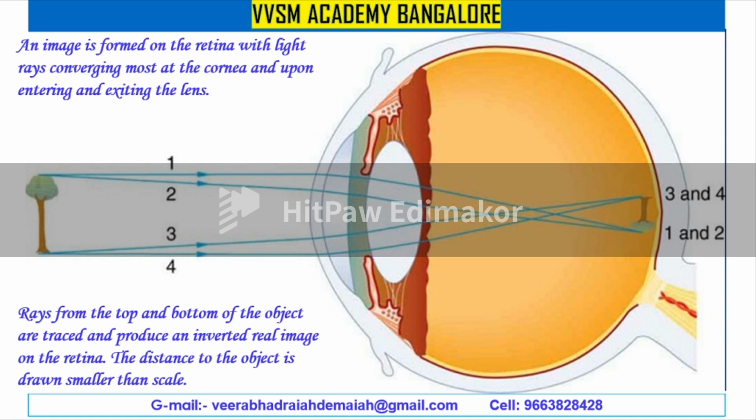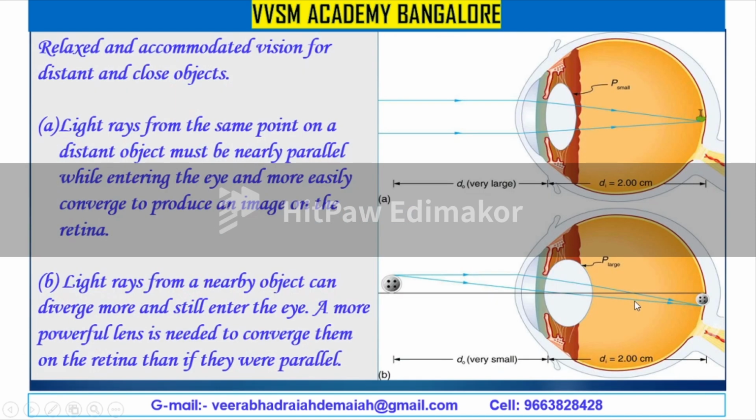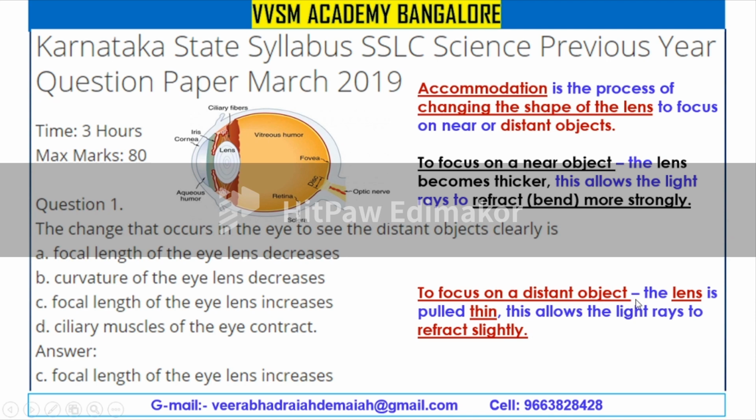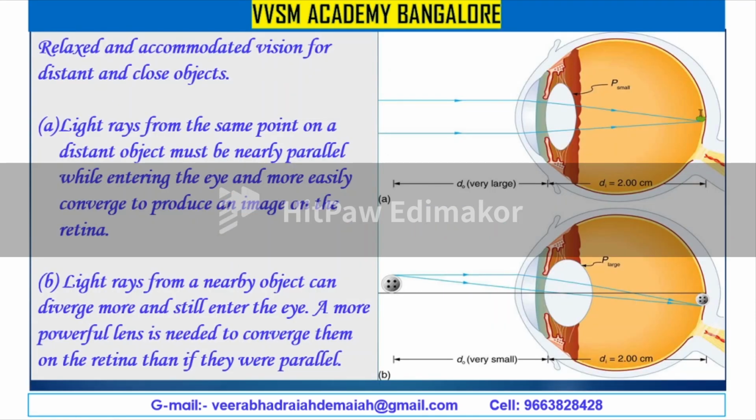By observing this figure, this is the object. The rays from the top are 1 and 2. At the bottom, it will be on the retina, and 3 and 4 are the top of the image. That is, it will be inverted on the retina and it sends the message through the optic nerve. So this is a very important thing to discuss, relaxed and accommodated vision for distant and close objects.